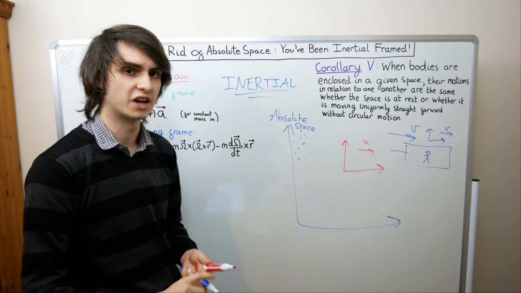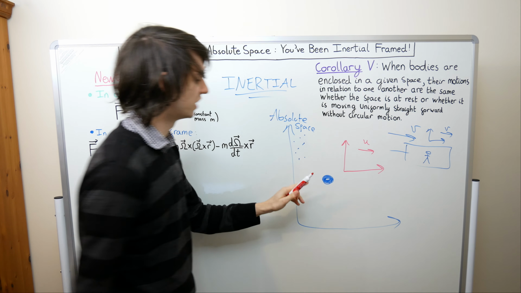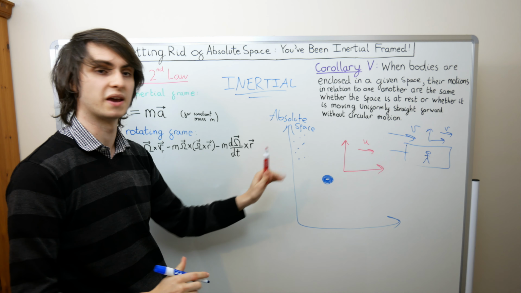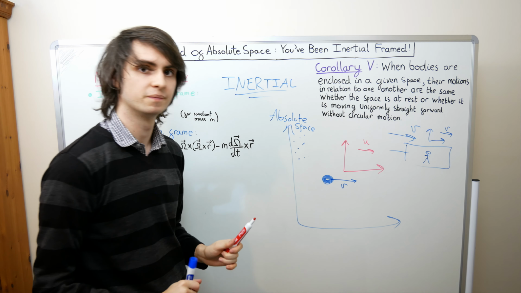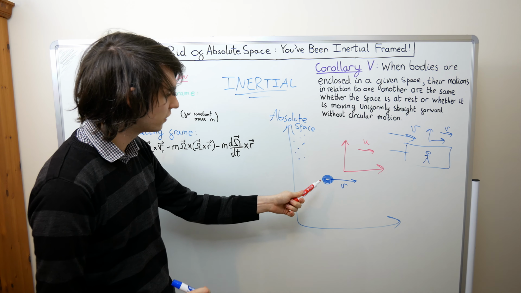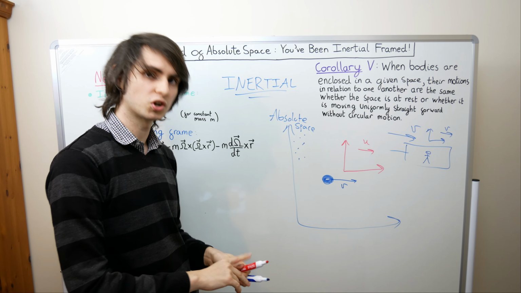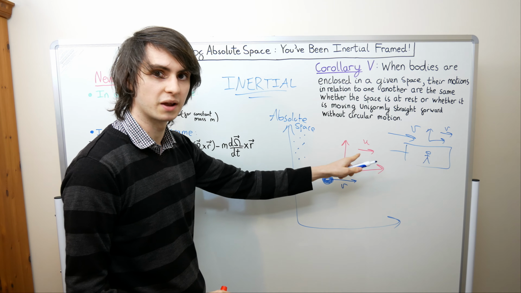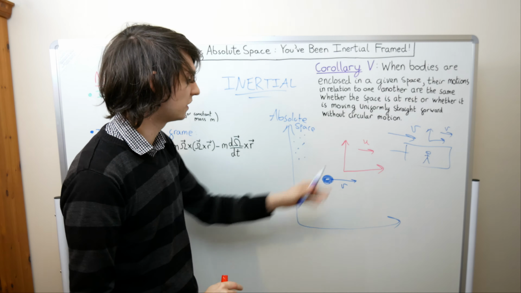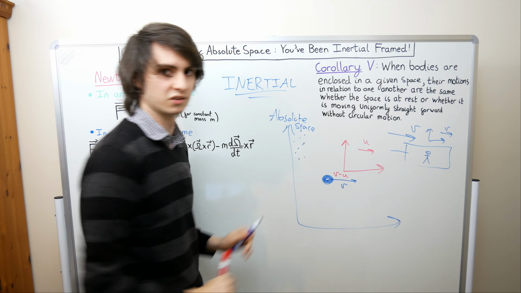Now let's take an object. Okay, here's my object, and let's say that relative to absolute space, it's moving with a constant speed v in a straight line. Now notice that if it's moving in the absolute space frame in a straight line with a constant speed, it's also moving in a straight line with a constant speed relative to this new frame. The only difference is that its speed is slightly different. It's going to be v minus u according to this frame.